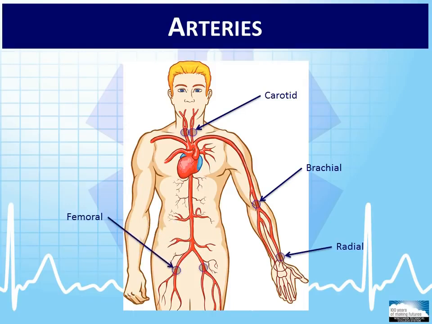There are two femoral arteries, one for both the left and right legs. These arteries can be palpated in the crease between the abdomen and the groin.